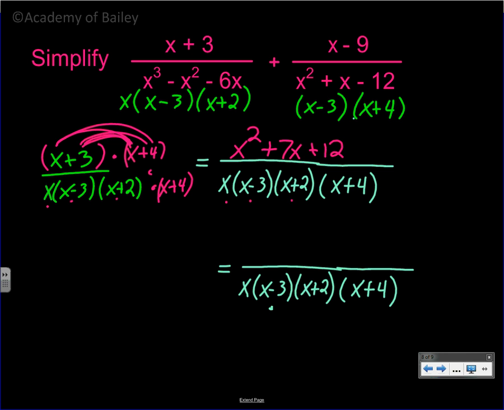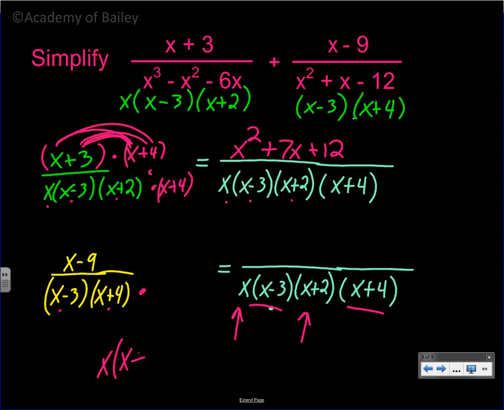Now let's look at our second fraction, x minus 9. And we have x minus 3, x plus 4. What did we have to multiply the denominator by here in order to get the common denominator? Well, let's see. X minus 3 is there. X plus 4 is there. So it looks like we multiplied it by x and x plus 2. So x and x plus 2 is going to give us x squared plus 2x. I did this that way we could go ahead and multiply this on the top fairly quickly.